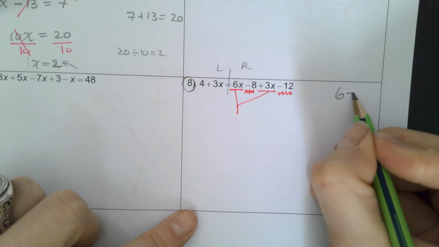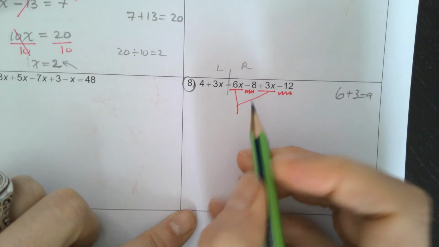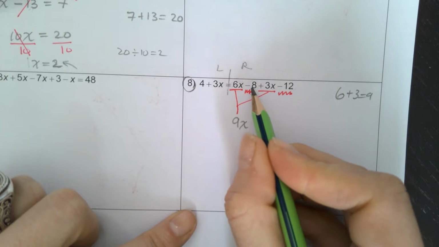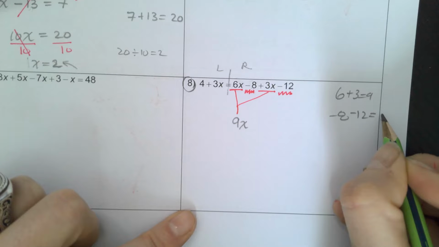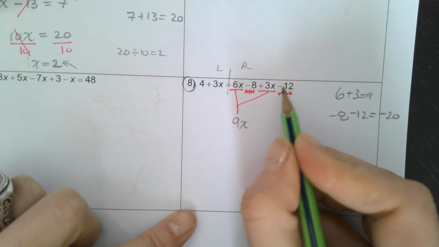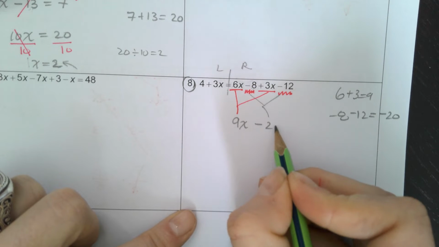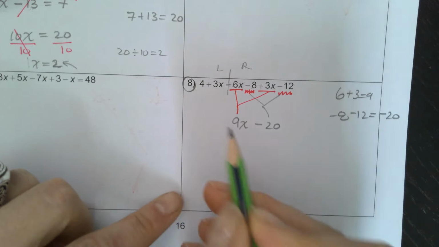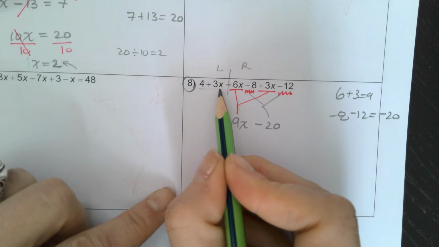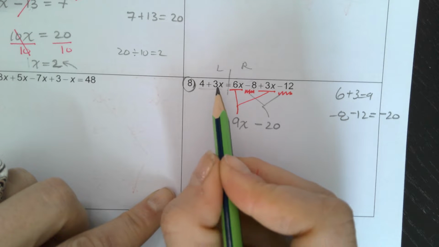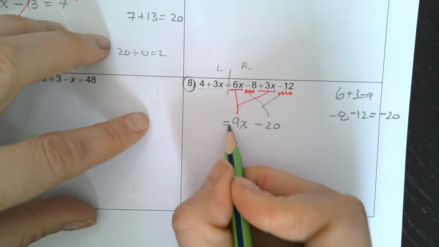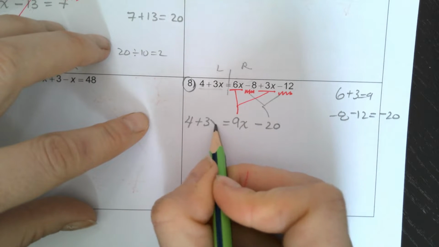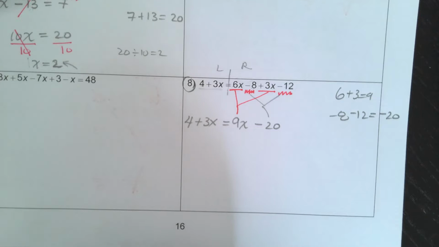So 6 plus 3 equals 9. So we have 9x. Then I lose 8 and I lose 12. So that means I lose 20. So this and this together, I lose 20. Can these ones go together? No, because this has an x, this does not have an x, so they're not like terms, so I just write them out like that. Now it's more simple. Now I can start solving my equation.